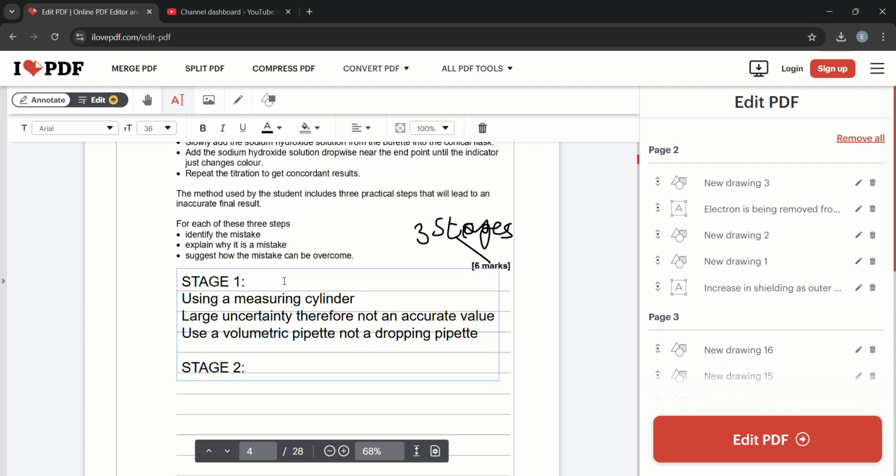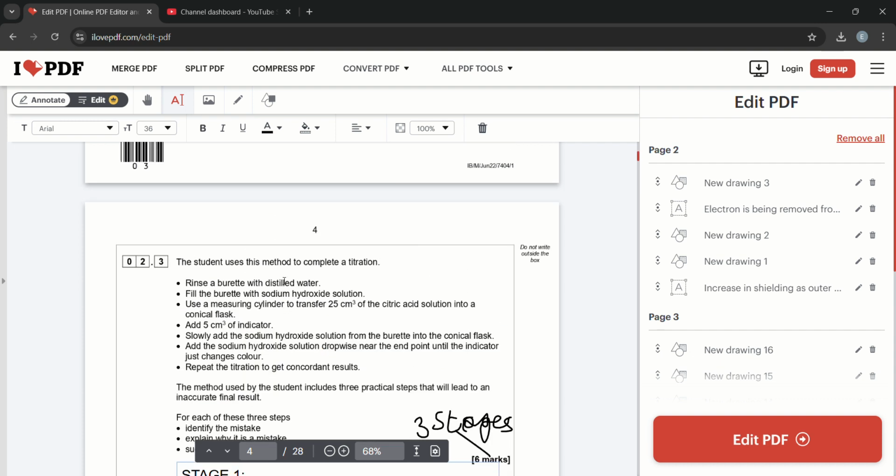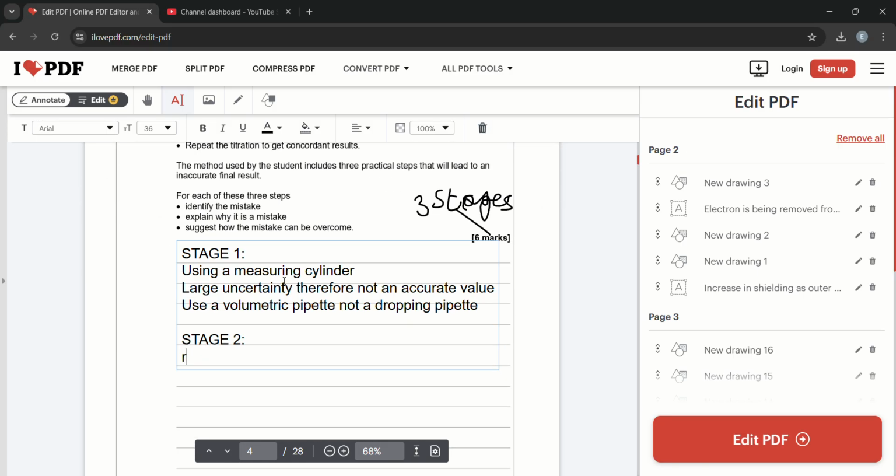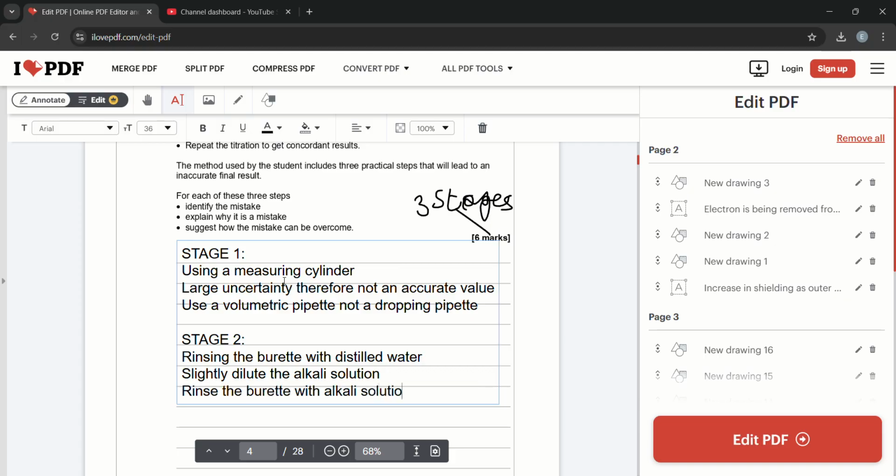Stage 2, we rinse the burette with distilled water. That's a mistake. Rinsing the burette with distilled or deionized water is going to slightly dilute the alkali solution. So how can the mistake be overcome? Rinse the burette not with distilled water, but with alkali solution.